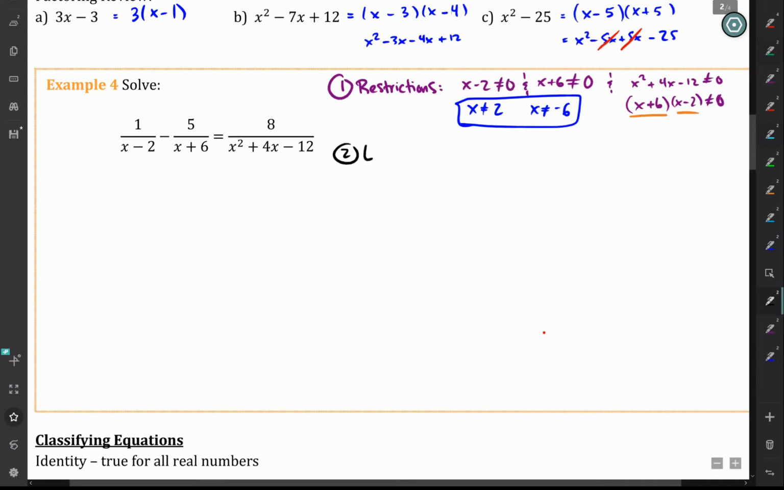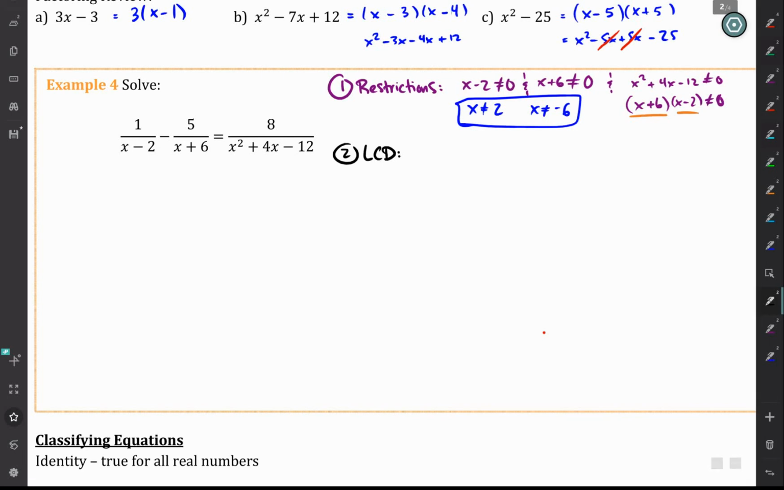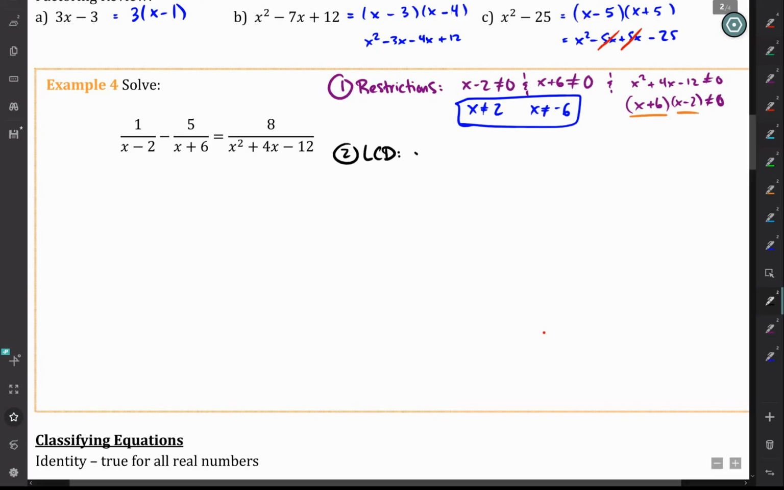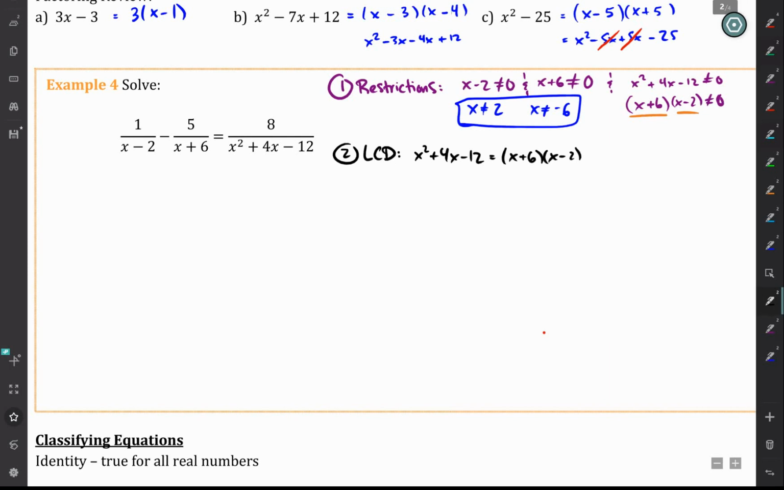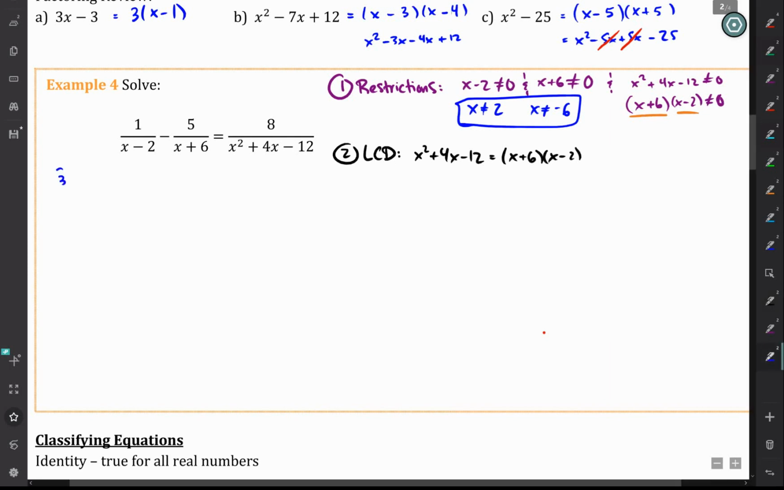Alright, step 2 was to find the LCD, and like I said, if you factor x squared plus 4x minus 12, you get x plus 6 times x minus 2. So that is the LCD, because x squared plus 4x minus 12 has x plus 6 as a factor, and it has x minus 2 as a factor. So that's our LCD. And now in step 3, we're going to multiply everything by that to simplify things.